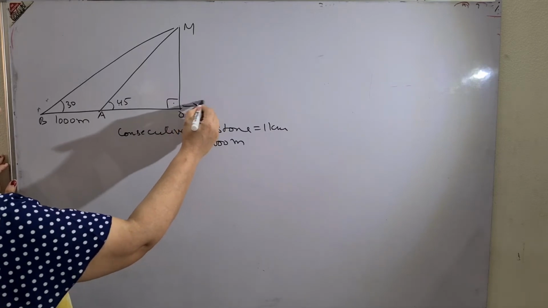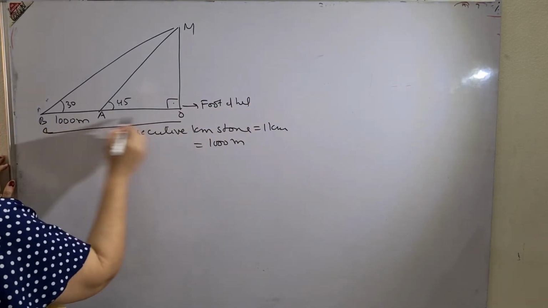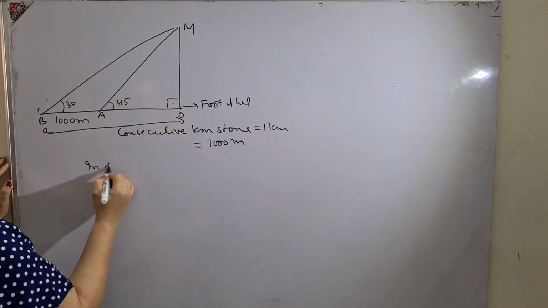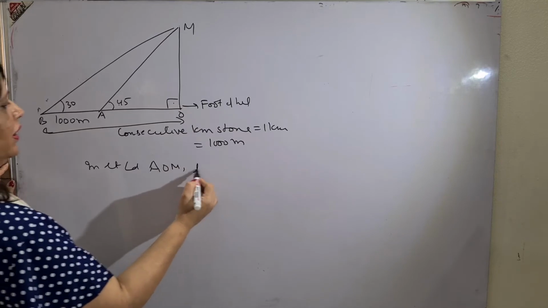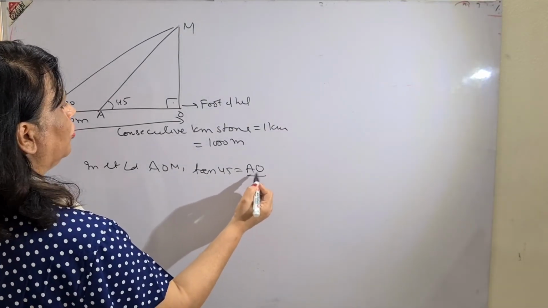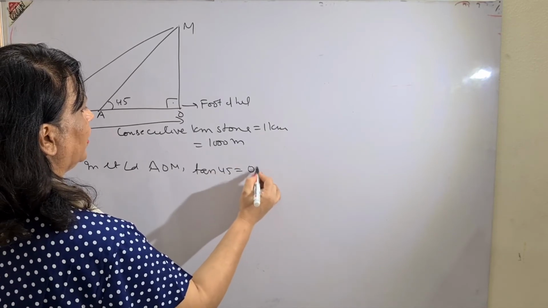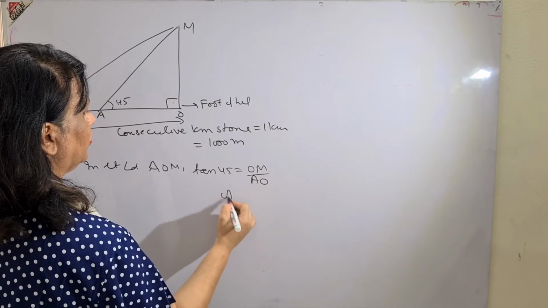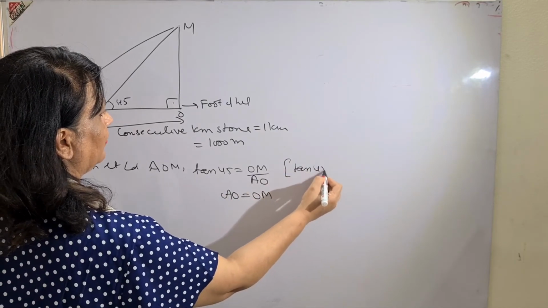So this is the foot of the hill. I have to find the full distance. So first I will take the right angle triangle AOM. Tangent 45 is equal to AO upon OM, perpendicular over base. And of course AO is equal to OM because tangent 45 is 1 according to the standard value table.